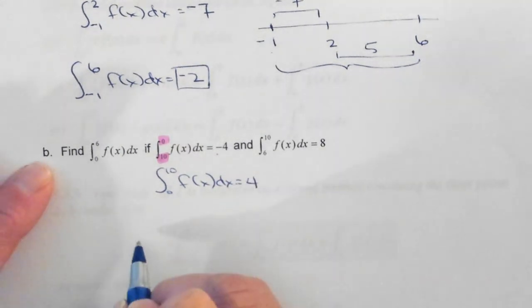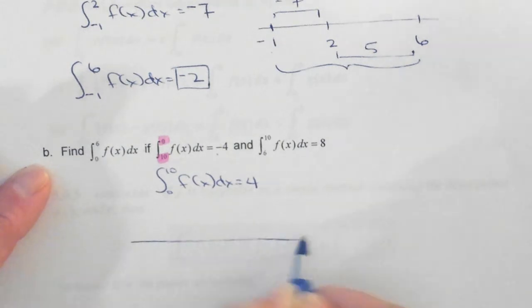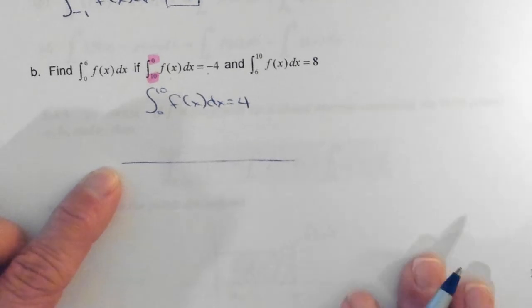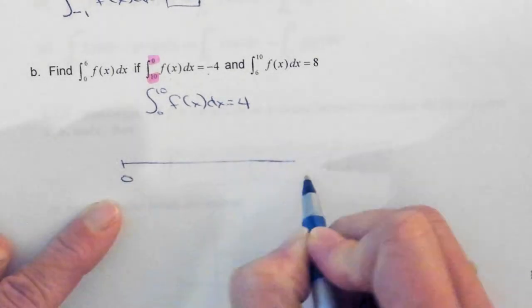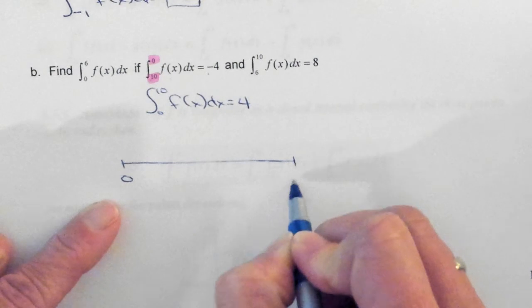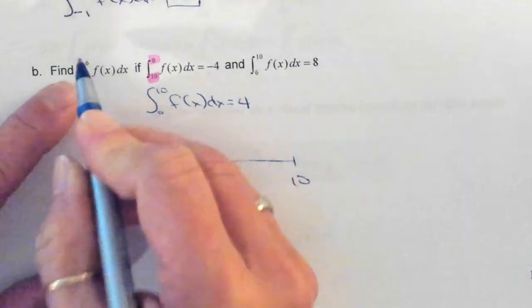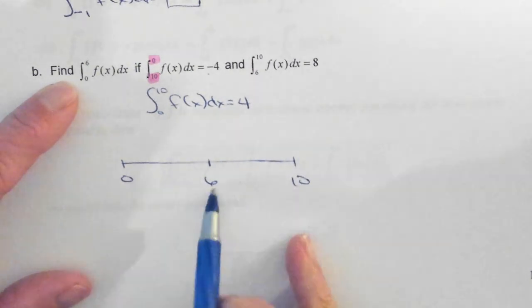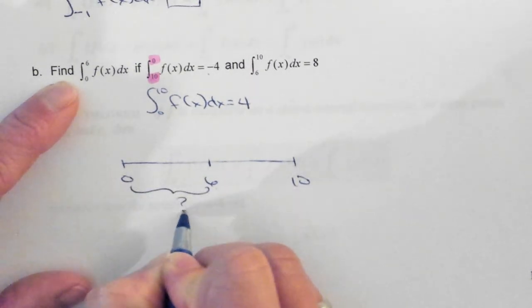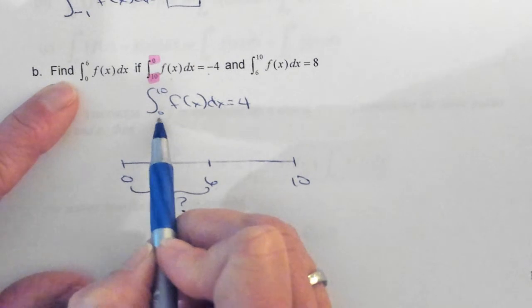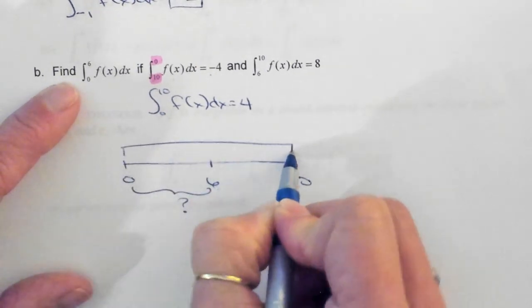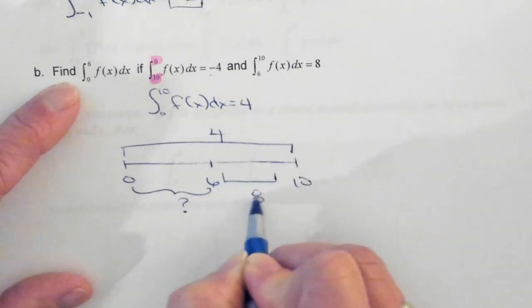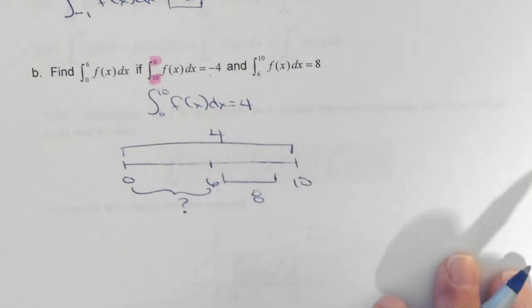Okay, so here, what's my lowest value on my bounds? 0. What's my highest value? 10. Okay, so they want us to find 0 to 6. I know that looks like it's halfway, but it's fine. 0 to 6. This right here is my unknown value. They're saying that from 0 to 10, this value is 4. And from 6 to 10, this value is 8. What does 0 to 6 have to be?